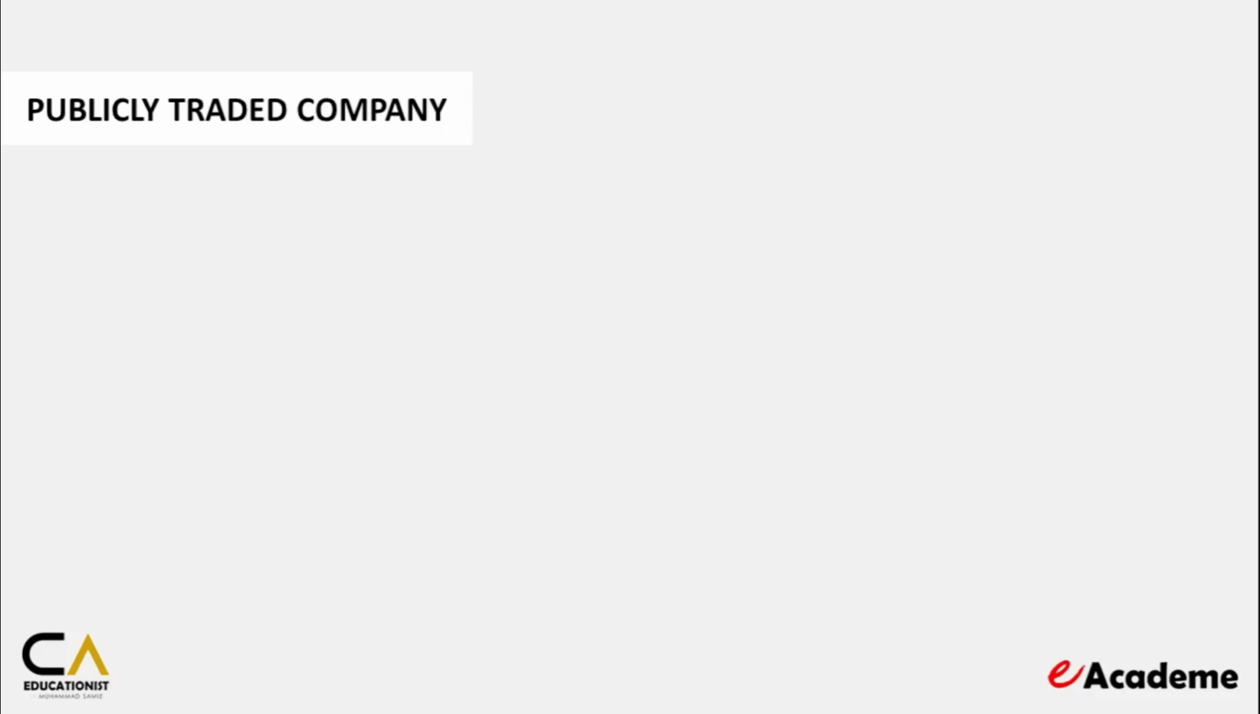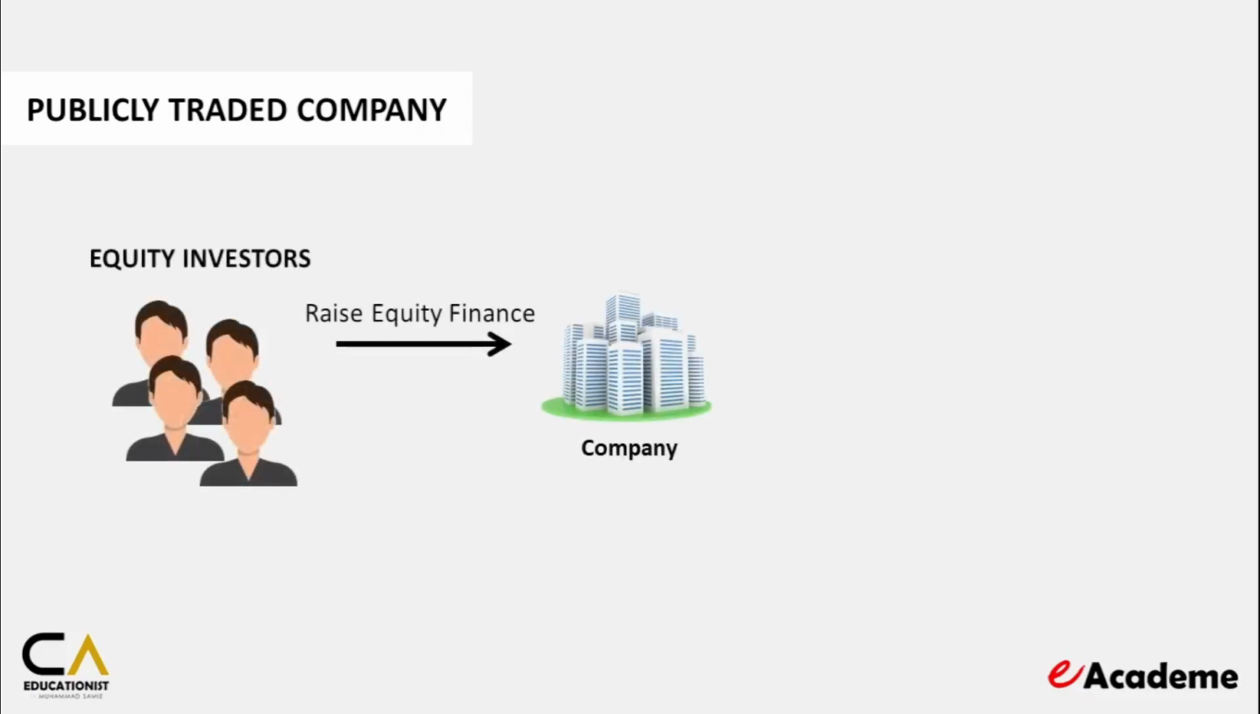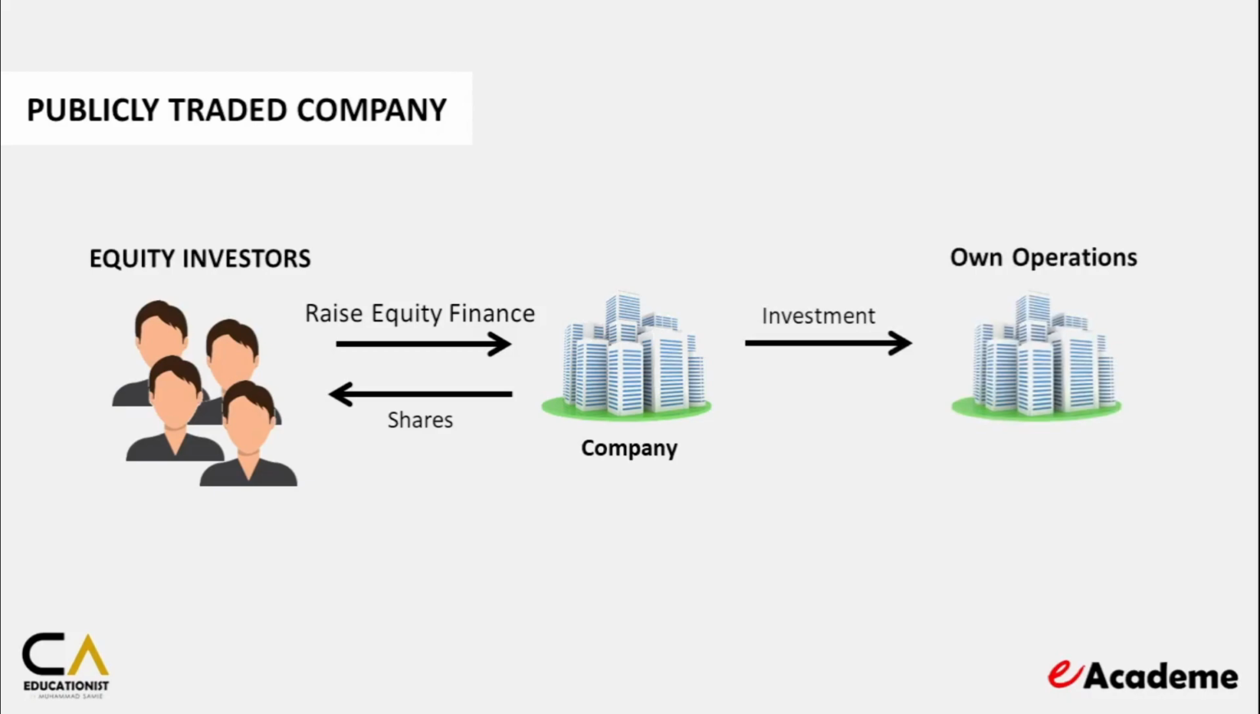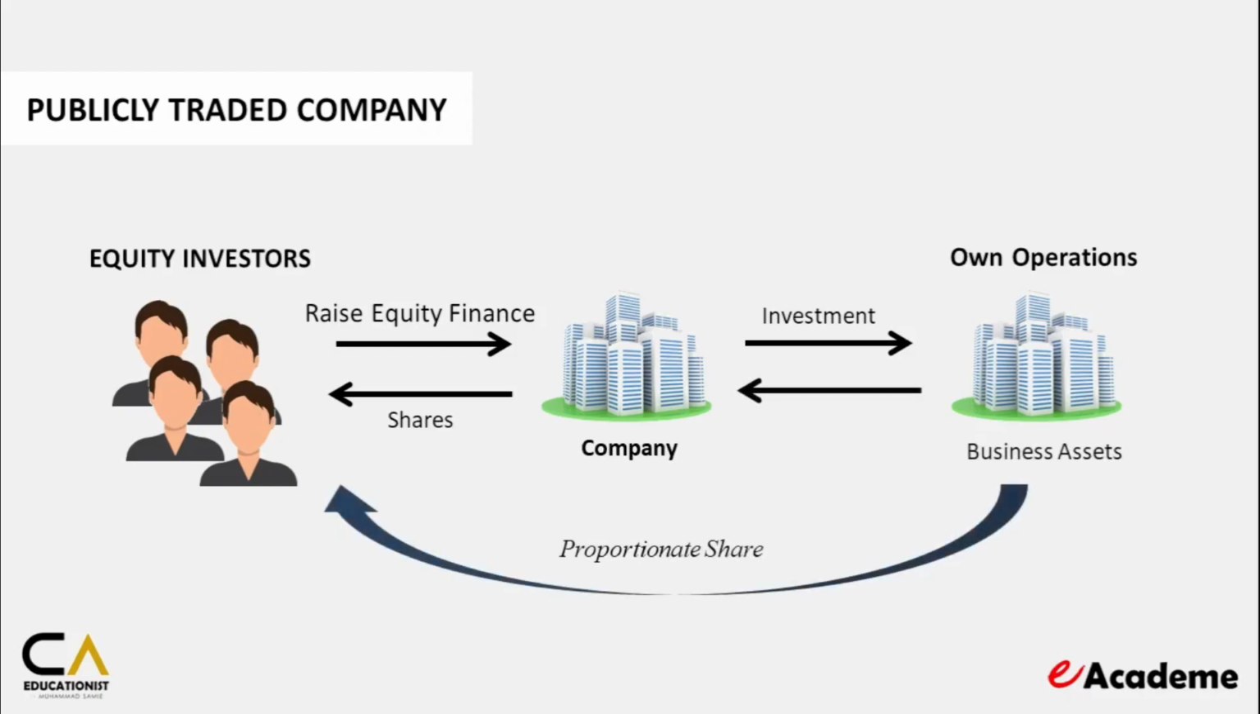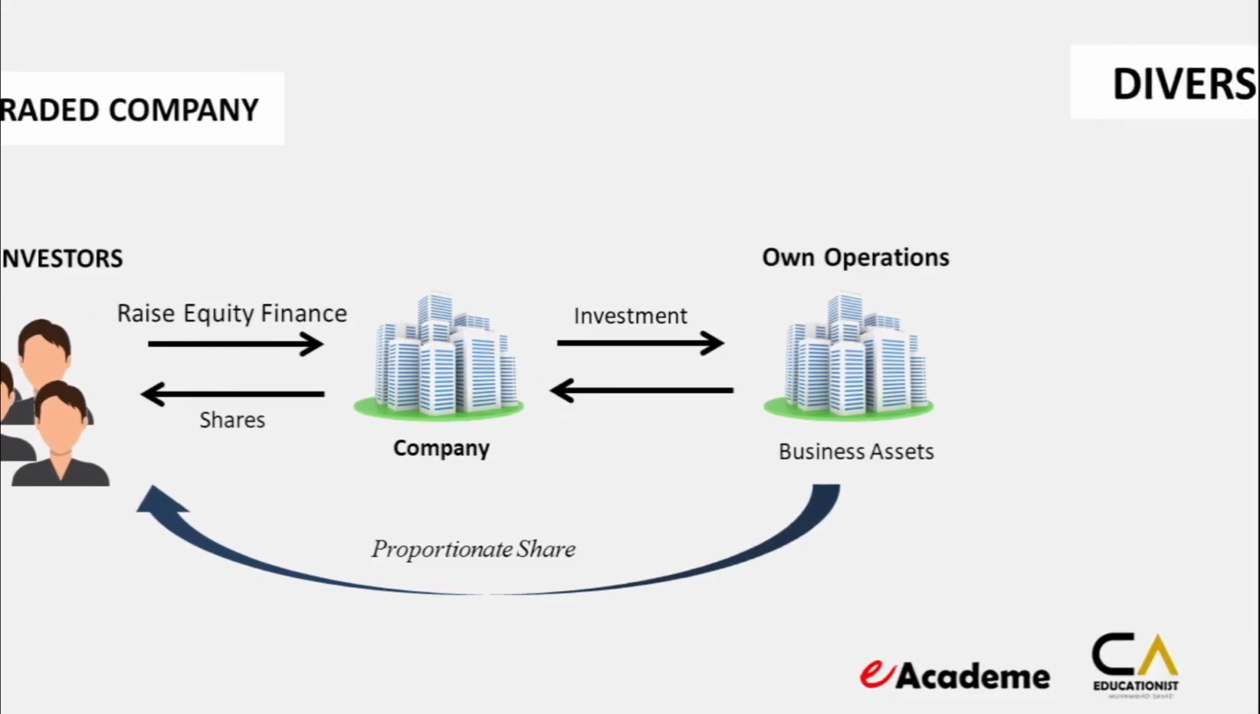A publicly traded company also raises or collects the equity finance and issues shares to the equity investors. The difference is that a company invests the finance in its own operations instead of investing into diversified securities of other entities. Just as shares represent the proportionate ownership in assets of a company, mutual fund units also represent a proportionate ownership in the investment portfolio of a mutual fund.